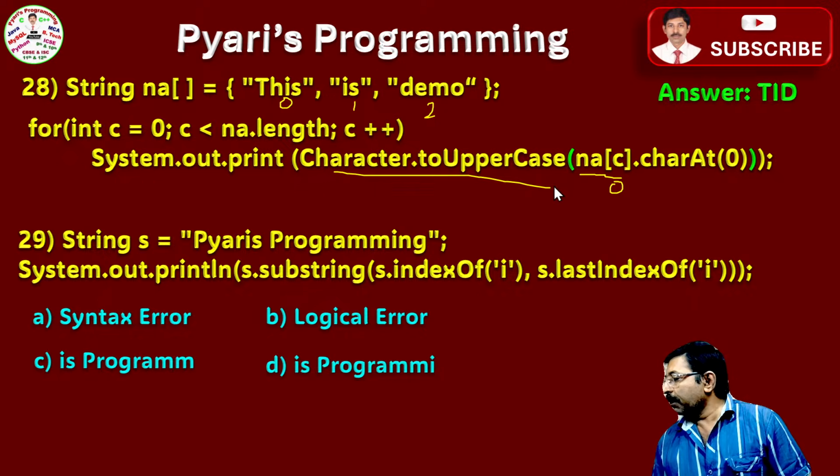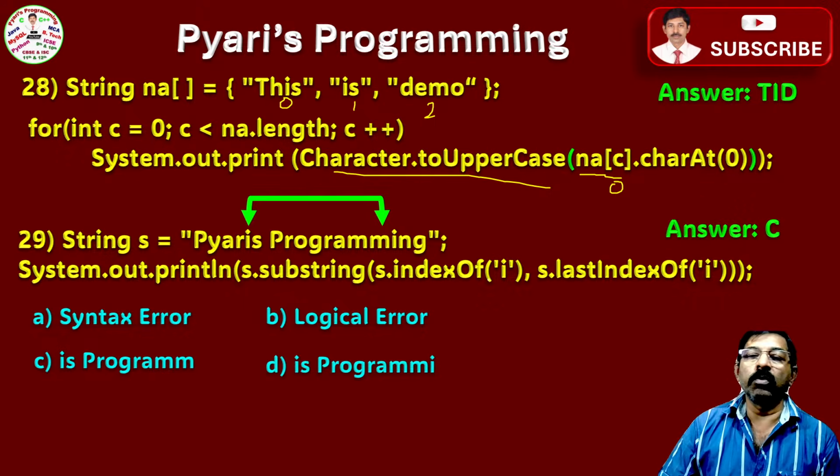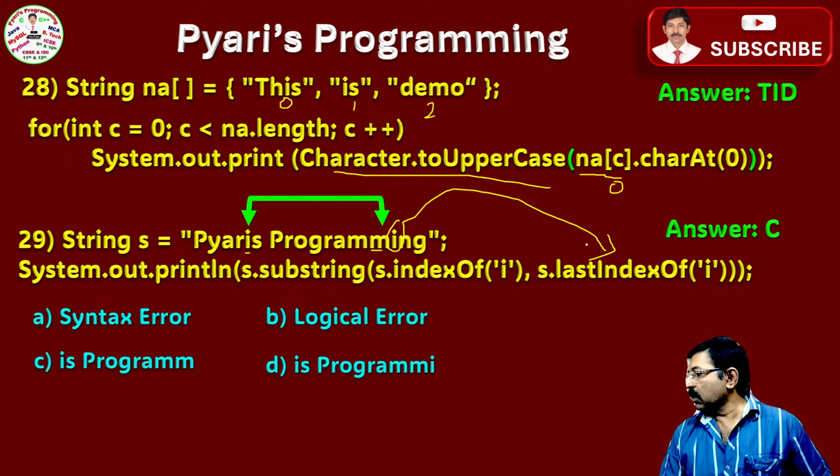C as the second parameter is not included. Very good. It's not going to include the second parameter. So from I to M, this I is excluded. Good answer.